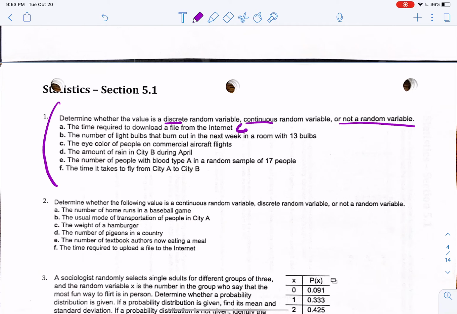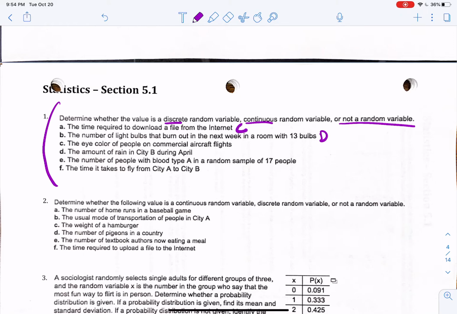That is continuous, because that decimal could go on forever. Maybe it's 30 minutes, or 30.1 minutes, or 30.12 minutes, or 30.12753 minutes, whatever. B, the number of light bulbs that burn out in the next week in a room with 13 light bulbs. That is a countable number, so that's going to be discrete.